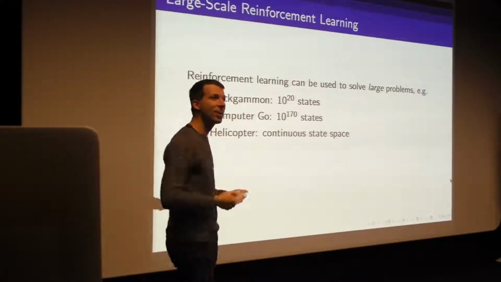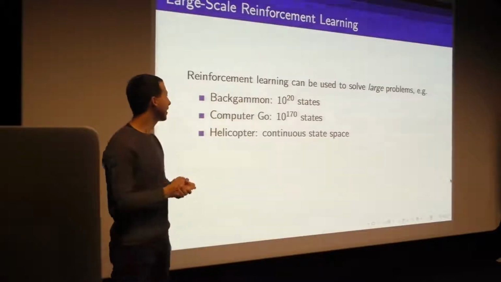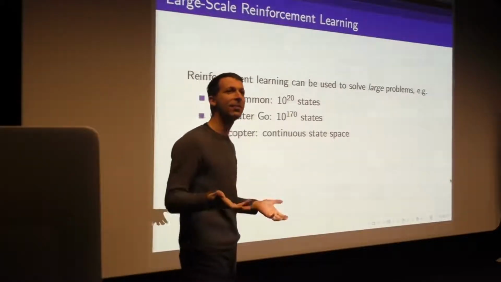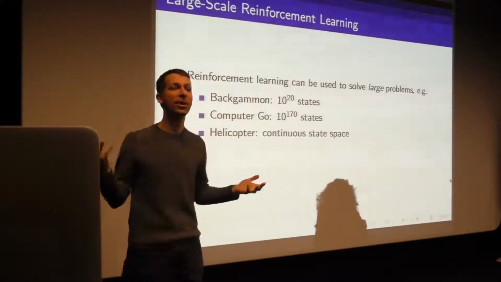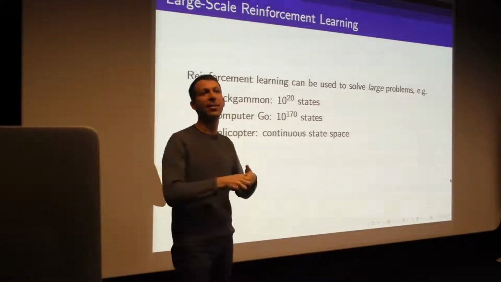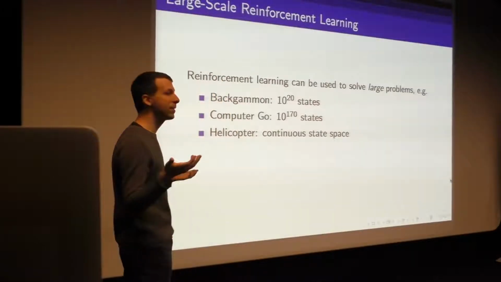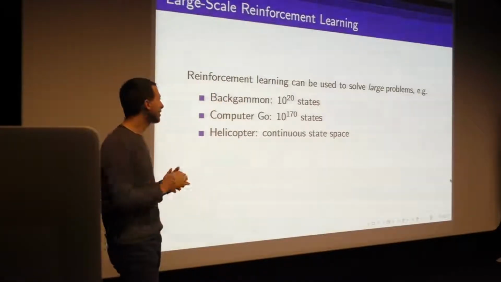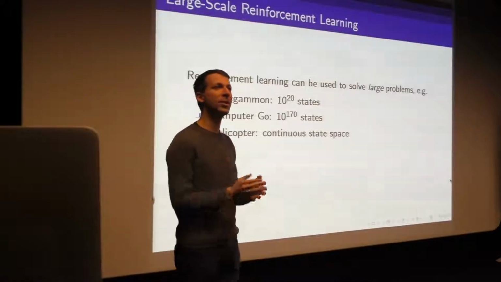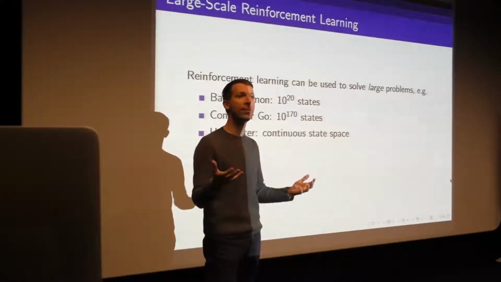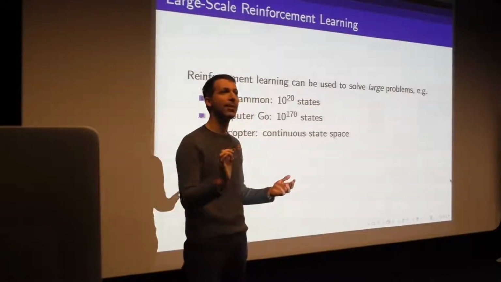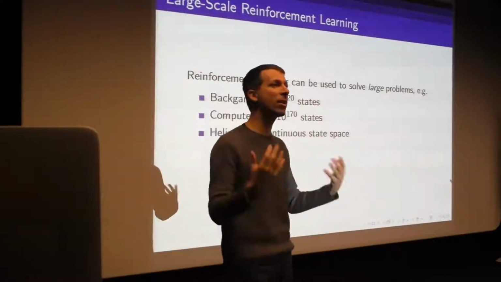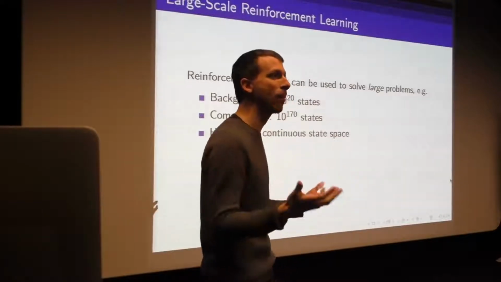That's got just 10 to the 20 states. If you work in something like Go, there's 10 to the 170 states. But if you work with robots in the continuous state space, there's an uncountably infinite number of states in this domain. So something's got to give. You can't just build a table anymore. The approach we've seen so far of just building a table and having a separate value for each state in your state space is just not practical. It's not going to work. It's not going to scale up to these interesting problems.